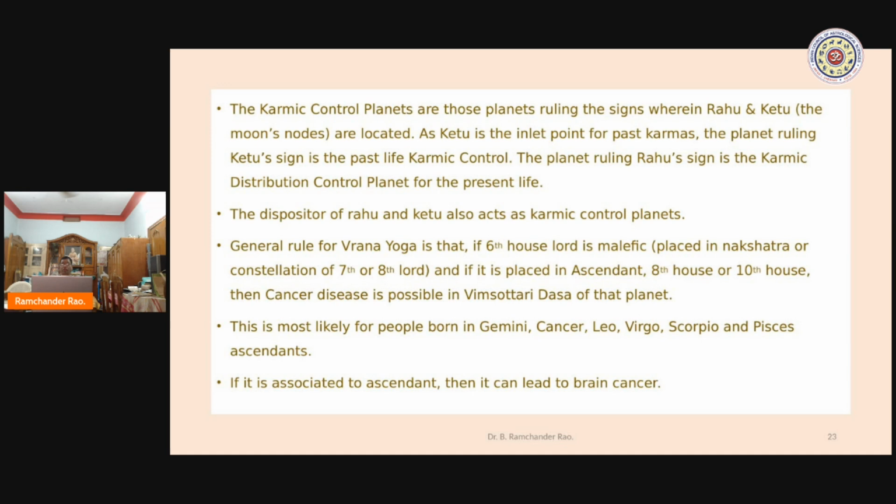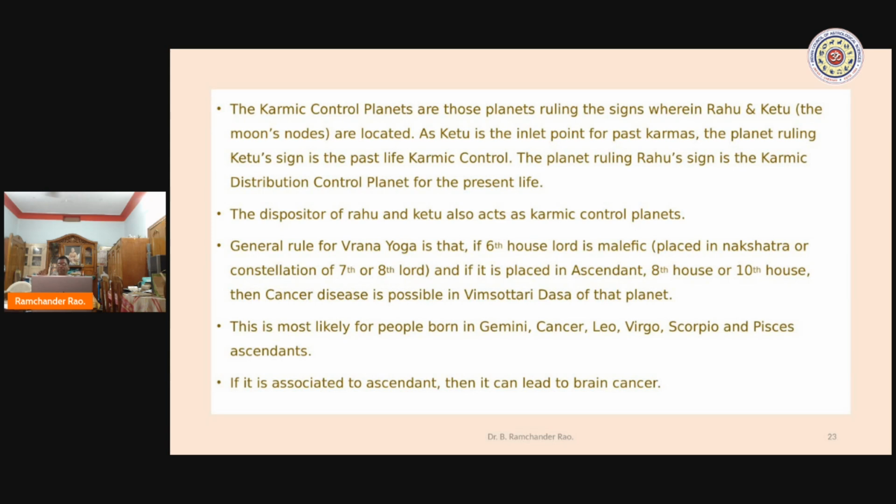If the 6th house lord is malefic and placed in the nakshatra or constellation of the 7th or 8th lord, and if it is placed in the ascendant, or the 8th house, or the 10th house, then Cancer disease is possible in the Vimshottari dasa of that planet.